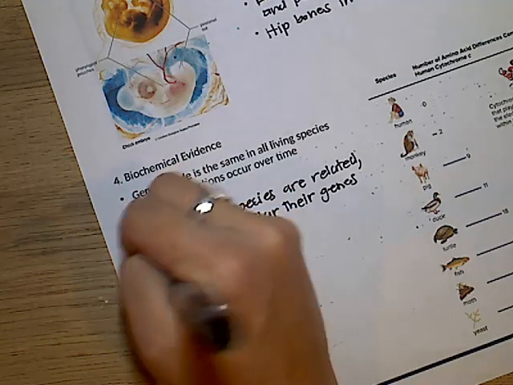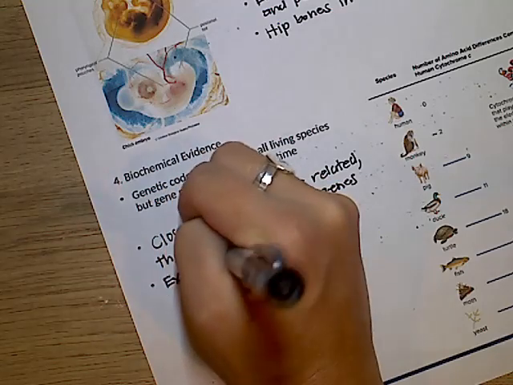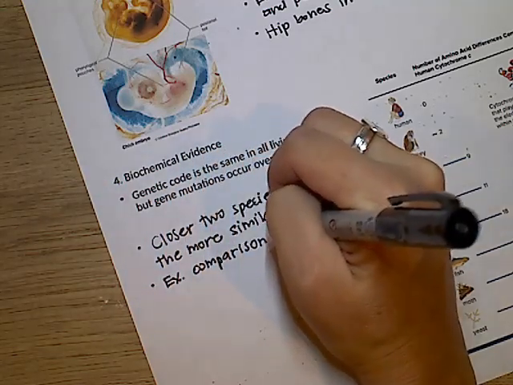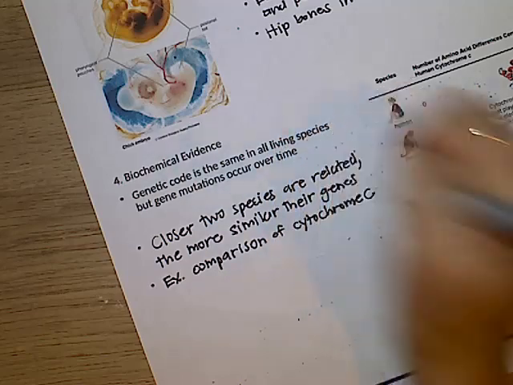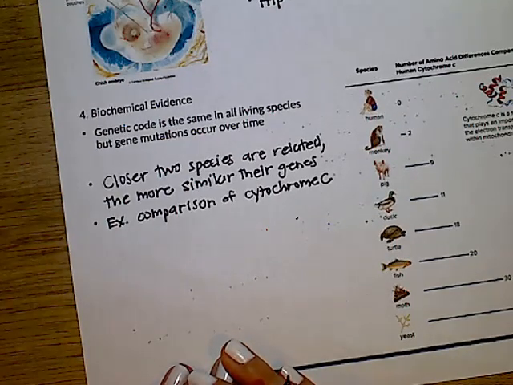And an example is the comparison of cytochrome C. And you don't need to know that, but cytochrome C is used in the electron transport chain in cellular respiration. And so the graph shows the number of codon amino acid changes between humans and other species.